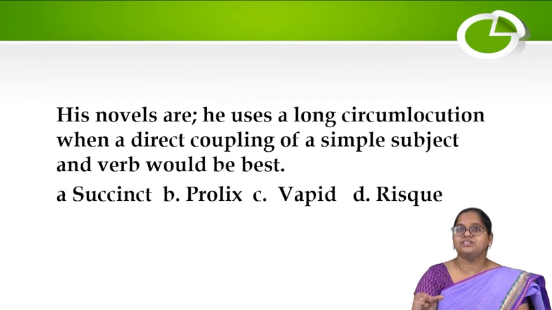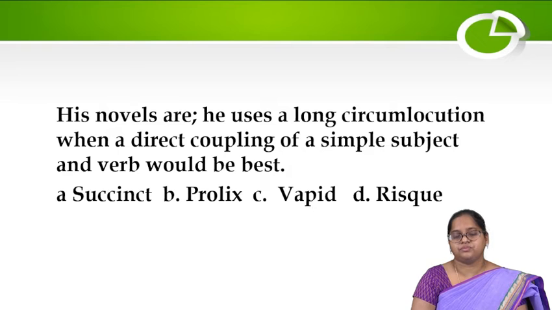Example: his novels are, and there is a blank you have to fill. His novels are what? He uses a long circumlocution when a direct coupling of a simple subject and verb would be best. His novels are what? We are talking about his novels, the nature of his novels, right?